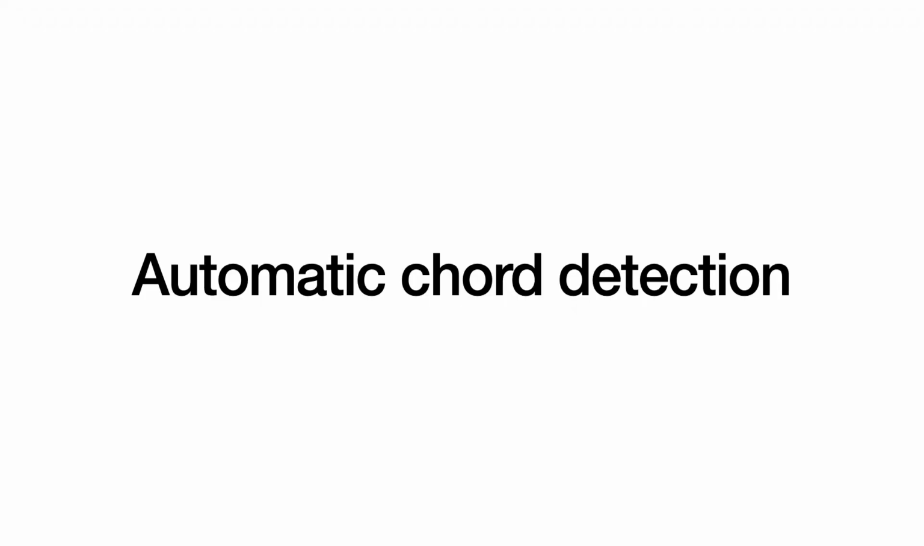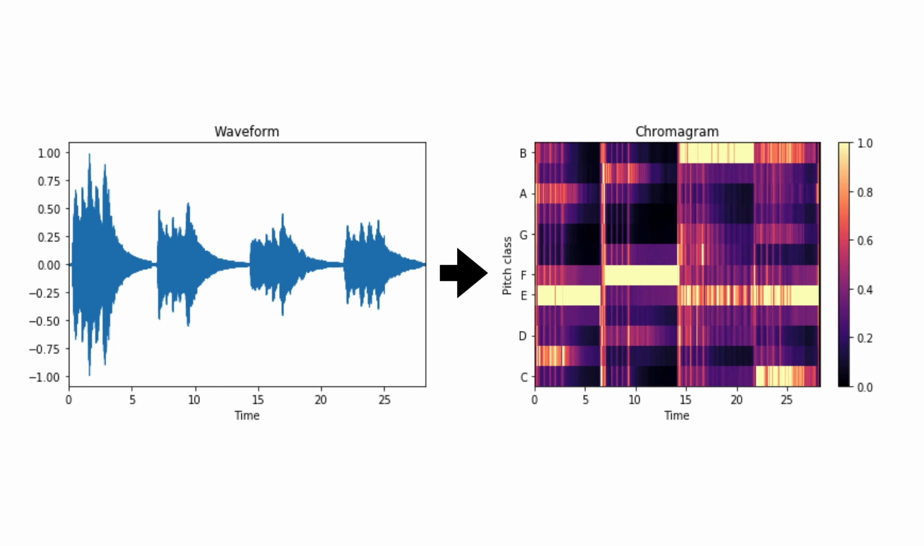Perhaps the most interesting feature of HarmonEQ, however, is its automatic chord detection mode. When this is activated, HarmonEQ decomposes incoming audio into what is called a chroma vector, which measures the spectral energy at frequencies associated with each musical note. You can see the waveform representation of some audio on the left and its associated chromogram on the right.